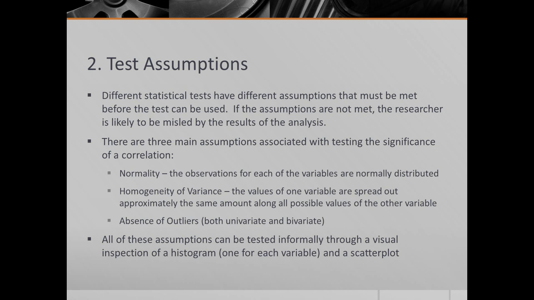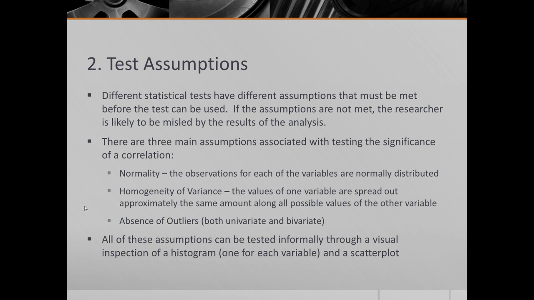The 3 main assumptions associated with a correlation test are, first, normality, that is, that the observations for each of the variables are normally distributed. Second, homogeneity of variance. This means that the values of one variable are spread out approximately the same amount along all possible values of the other variable. I'll show you a picture of what that looks like. And finally, absence of outliers, both univariate and bivariate outliers. We've talked about univariate outliers. I don't believe we've talked about bivariate outliers.